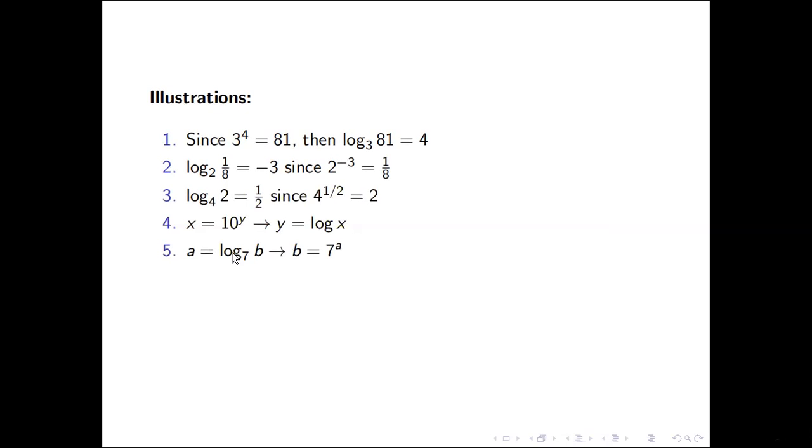This one, in logarithmic form, let's convert it to exponential form. So we go like this. 7 to this equals this. So 7 to the a equals b, or b equals 7 to the a. Any questions so far?